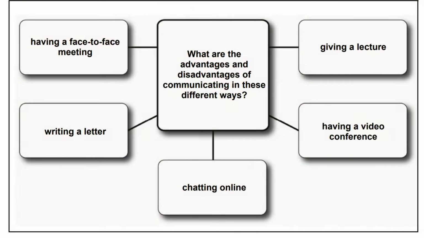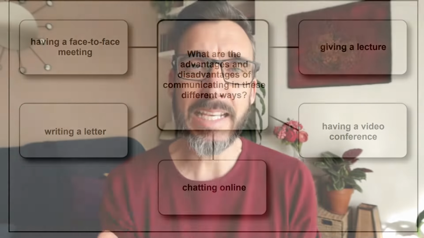So just to remind you, this is what part 3 looks like, the diagram in part 3. In this case, looking at the advantages and disadvantages of different types of communication. So the examiner in part 4 will ask you questions related to the advantages and disadvantages of different types of communication in this case. Obviously, in different exams, you'll have different subjects to talk about. But let's look at some example questions now.